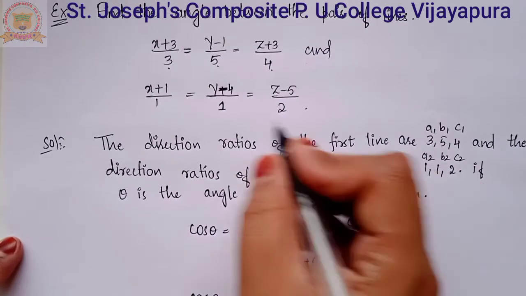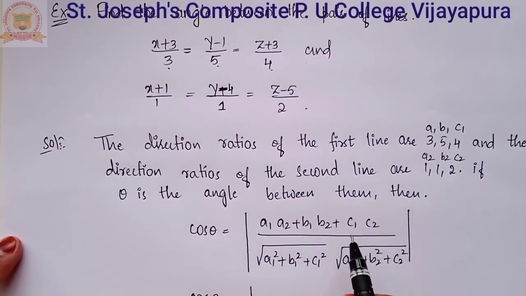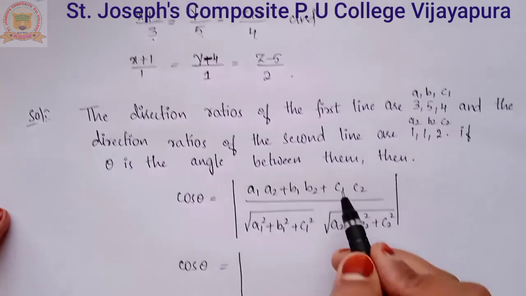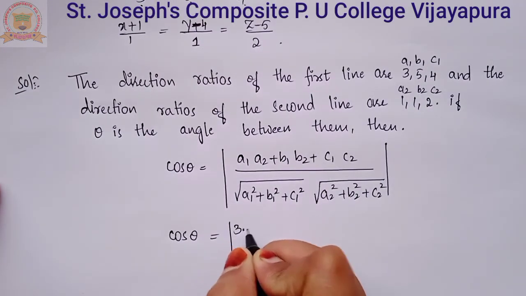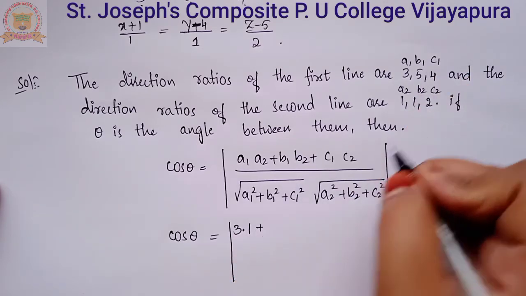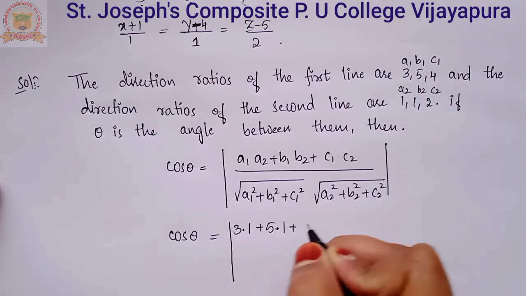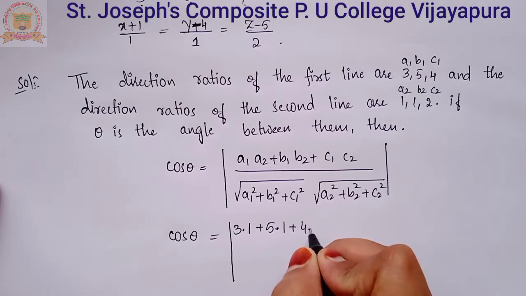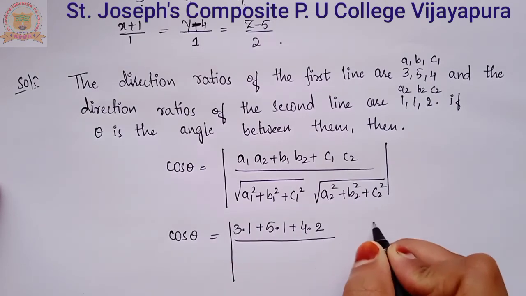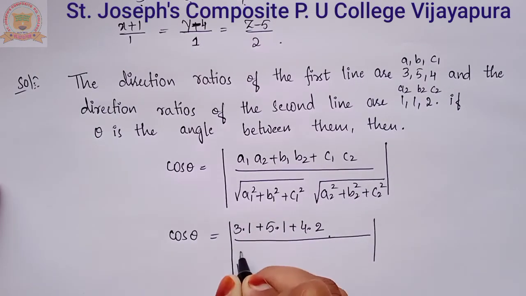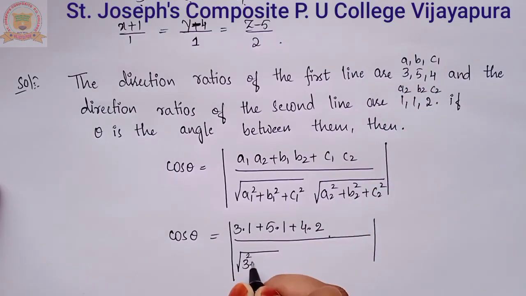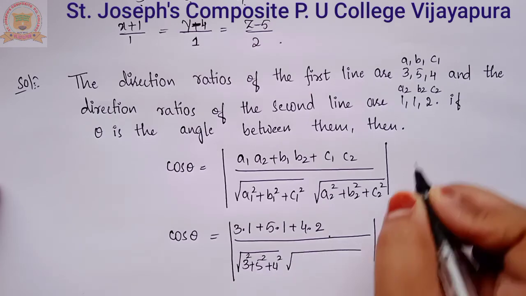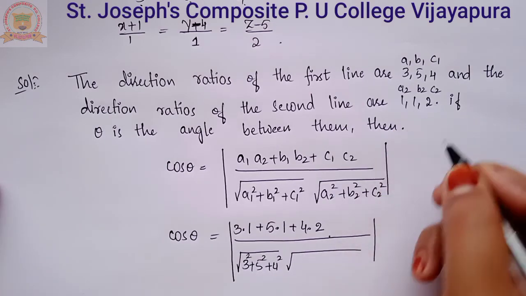Or else you can directly compare also, we can substitute and write. So it becomes 3 into 1 plus 5 into 1 plus 4 into 2, whole divided by root of 3 square plus 5 square plus 4 square into root of 1 square plus 1 square plus 2 square.